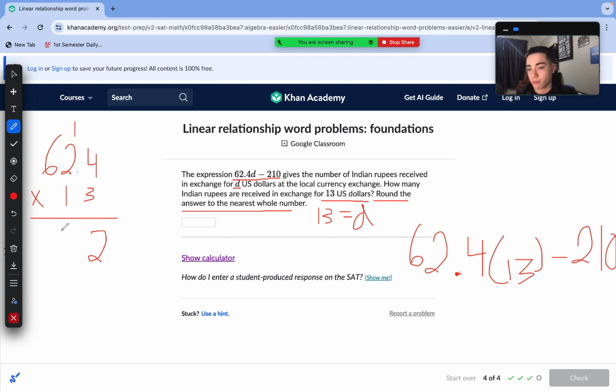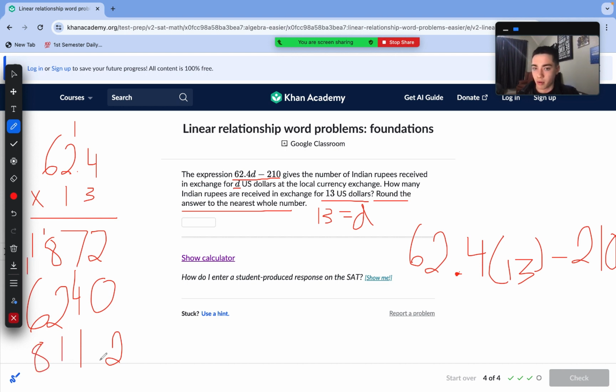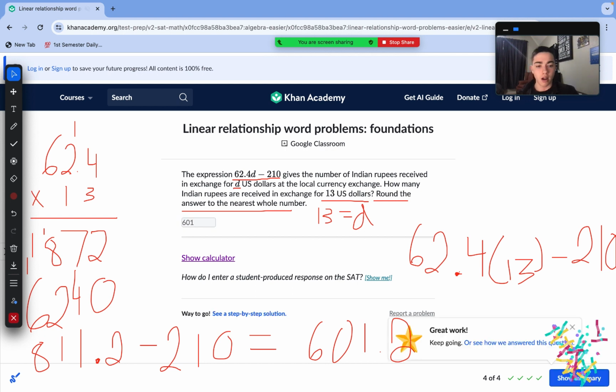2 times 3 is 6, plus 1 is 7. 6 times 3 is 18, and now we add a 0 down here. 4, 2, 6. Now we add 2, 11, and then 8. Then we add a decimal point right here. Now we need to subtract 210 from this, and that is 601.2. So that is 601 Indian rupees, which is our answer.